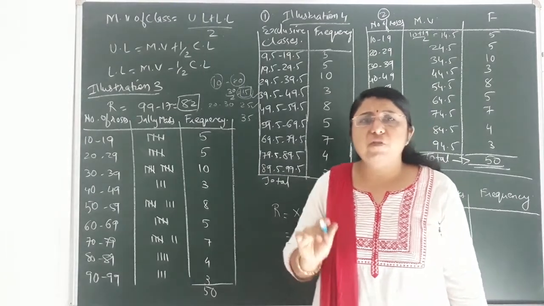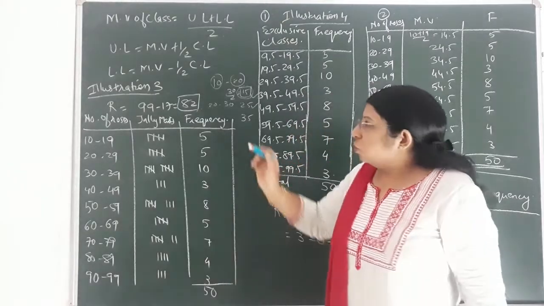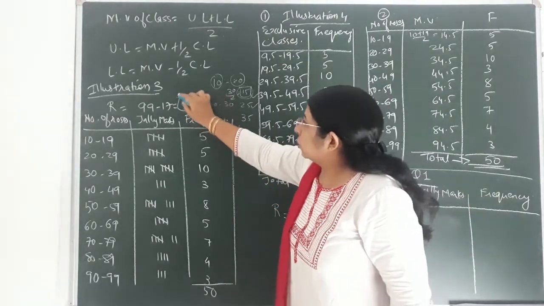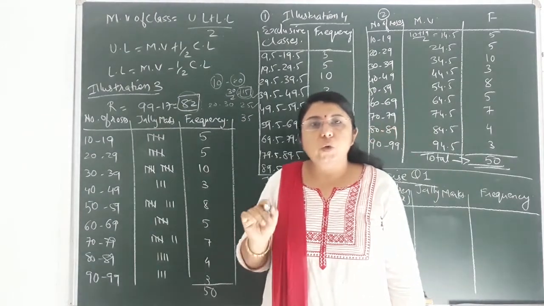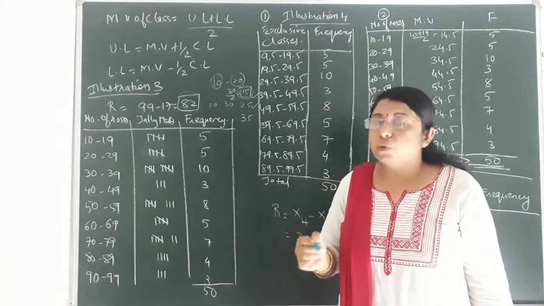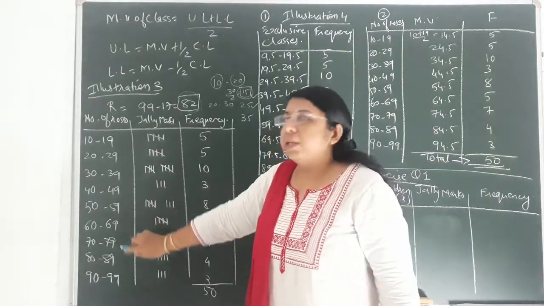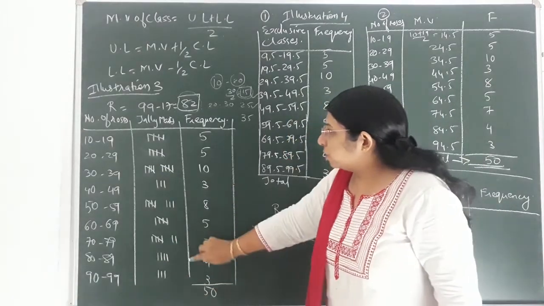It means here we have to apply continuous frequency distribution, and also the range is comparatively large. If the range is large and it has already been told to distribute the data in classes, then here we have to apply continuous frequency distribution. Tally marks we already discussed, that is very easy.